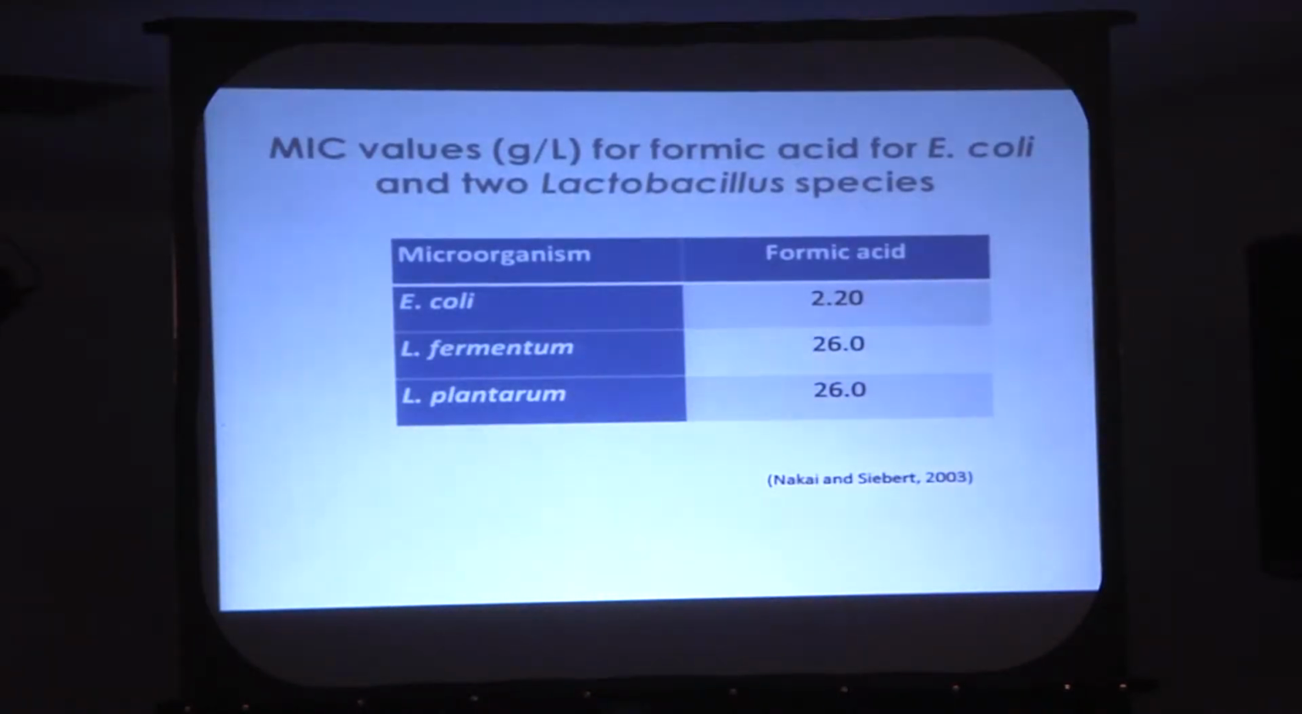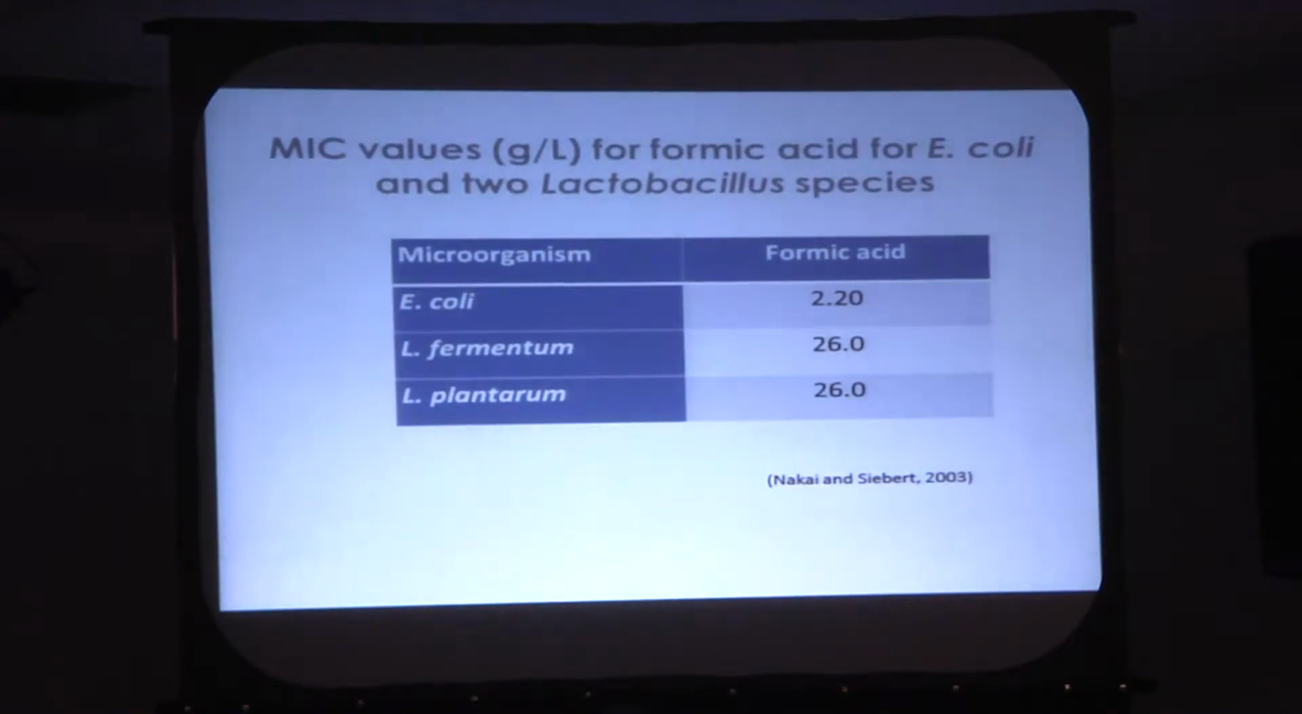Another thing we need to consider with organic acids is that they are effective antimicrobials, but they're also differential. So you can see here the minimum inhibitory concentration values for formic acid for E. coli and 2 lactobacillus species. The units here are grams per litre, and you can see that for this particular strain of E. coli, you need a concentration of 2.2 grams per litre to inhibit the growth of E. coli.